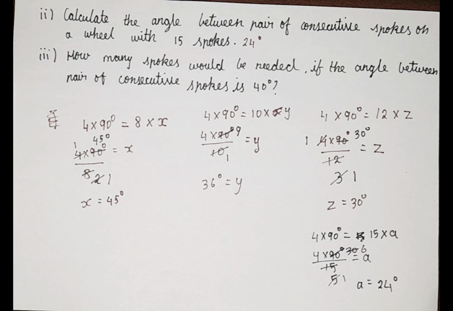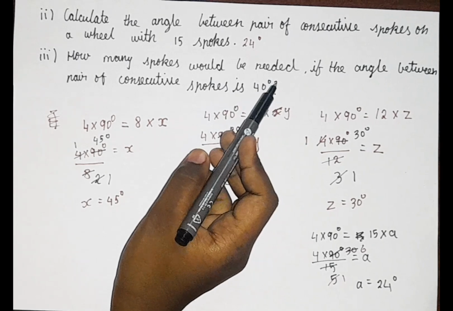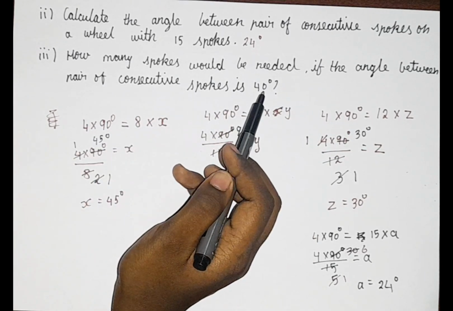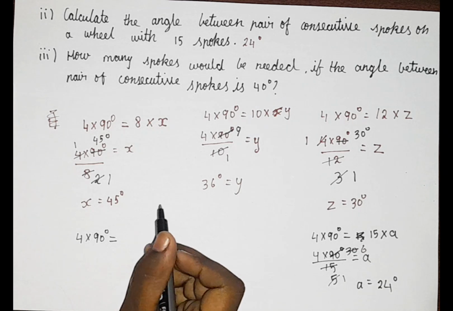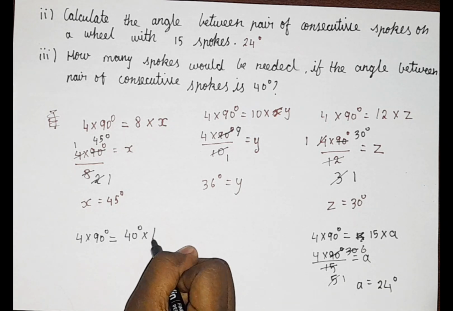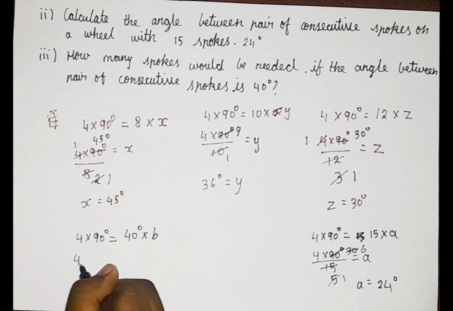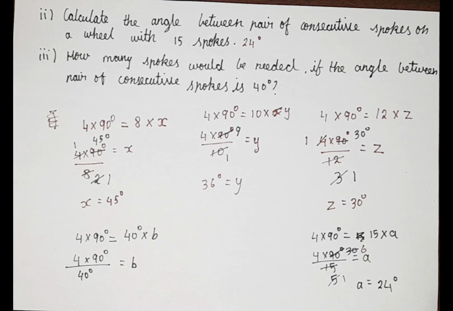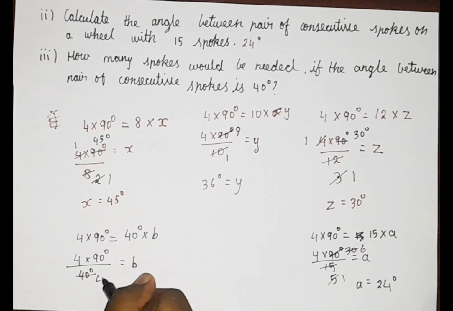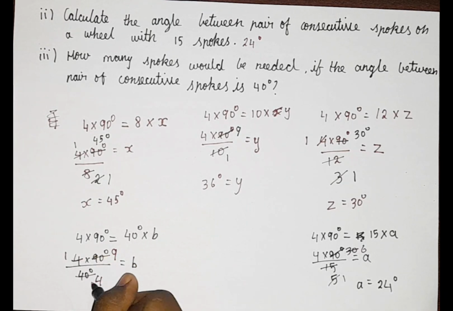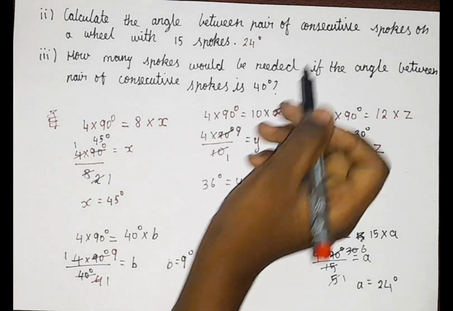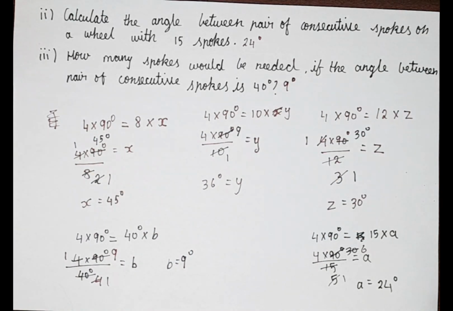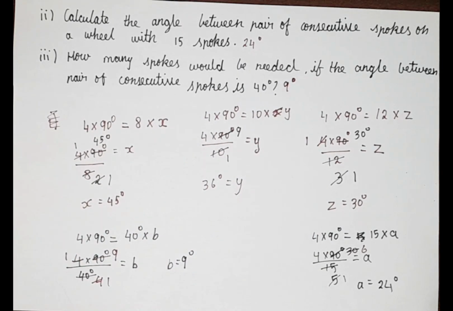Now we shall solve the third subdivision. How many spokes would be needed if the angle between the pair of consecutive spokes is 40 degrees? Here 4 into 90 degrees is equal to, if the angle is 40 degrees, we should find how many spokes there are. So 4 into 90 degrees by 40 degrees is equal to B. We cancel it. 10 4s are 40, 10 9s are 90, 4 1s are 4, 4 1s are 4. So the value of B is equal to 9. So here the answer is 9 spokes. Finally we found the answer for all the questions.